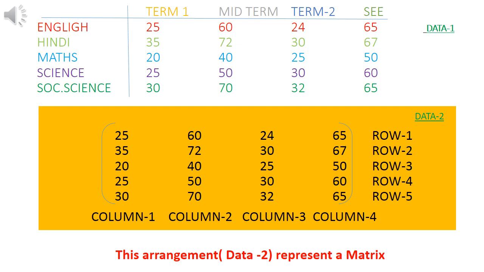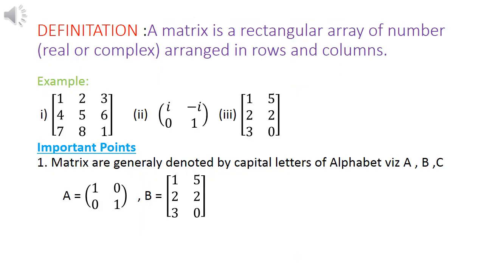Here we only write the values, which is called a matrix, where the values are arranged in rows and columns. Here there are 5 rows, row 1, row 2, row 3, row 4, row 5 and 4 columns, column 1, column 2, column 3 and column 4. Then what is the definition of matrix? A matrix is a rectangular array of numbers, real or complex, arranged in rows and columns.